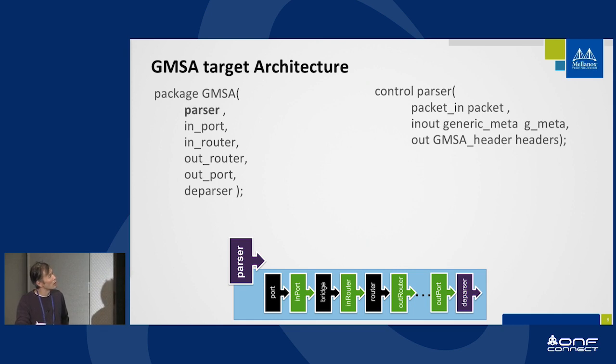Okay. So stepping through each control, there's the control parser, that's packet in, packet, and then generic metadata, and then out packet headers. That's pretty straightforward. So in the parser, you can add nodes, remove nodes, create new transitions between nodes. After the parser is the black part, which is the port.